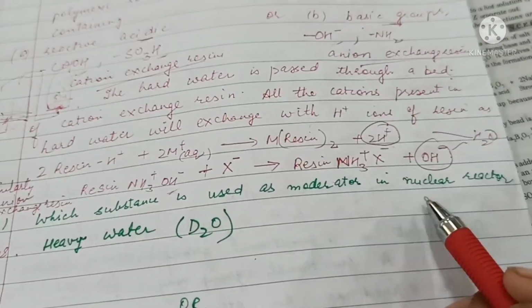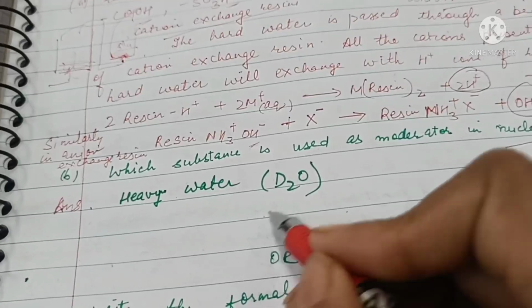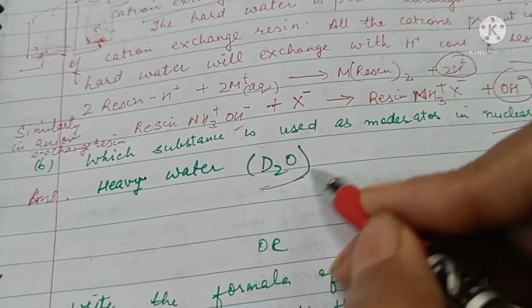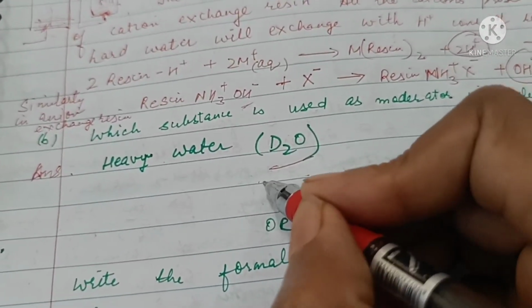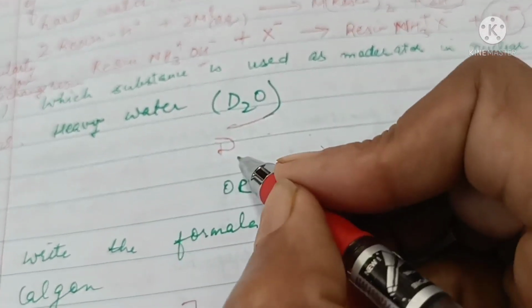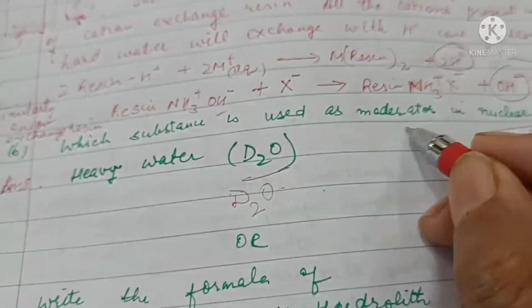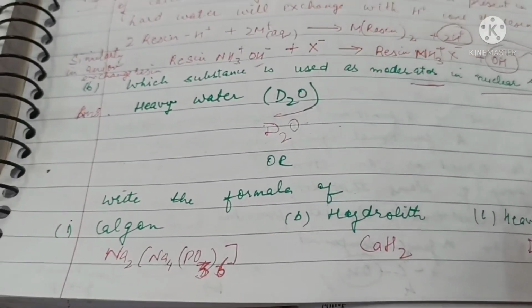Which substance is used as a moderator in nuclear reactor? So heavy water, D2O, an oxide of the isotope of protium, hydrogen, deuterium. D2O is used as moderator in nuclear reactor.